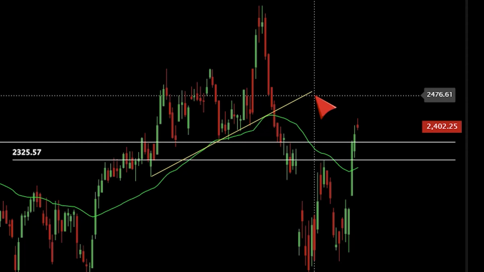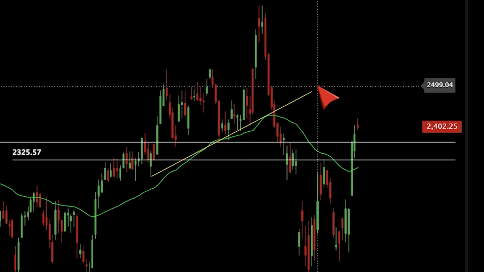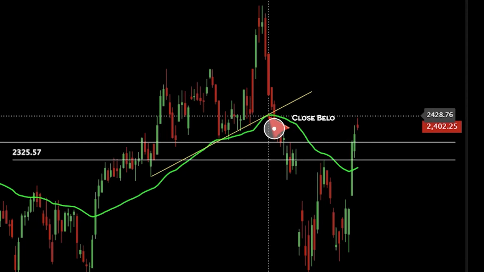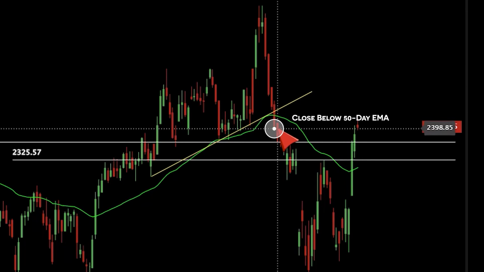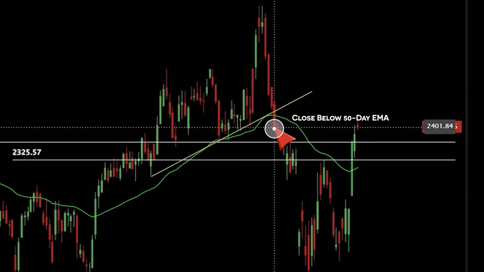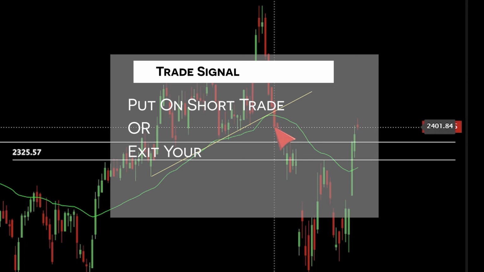And I want to reiterate short-term again. So our confirmation that the trend has changed is the close below the 50-day EMA. This is your close right here. So that is the first spot, or the first indication, that you may want to put on a short trade or exit your trade.